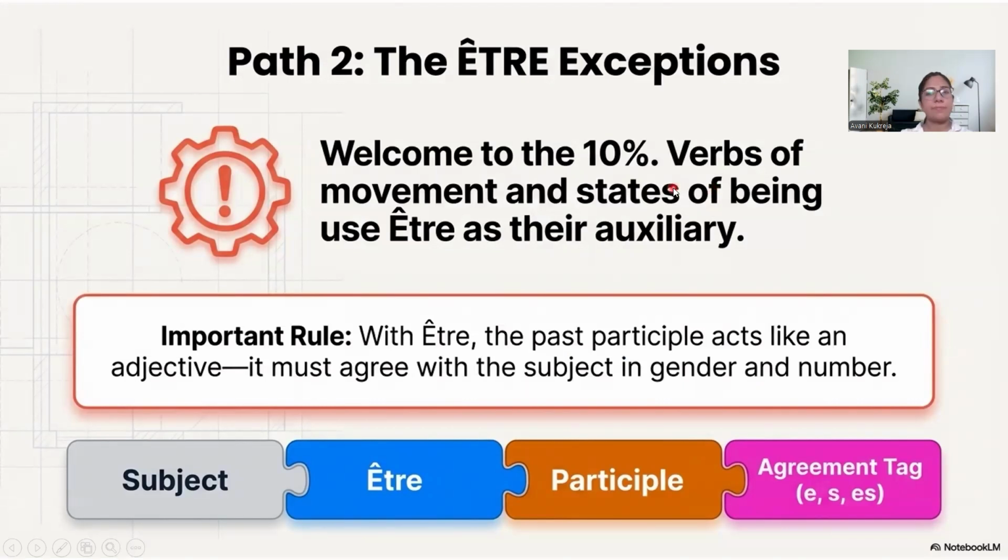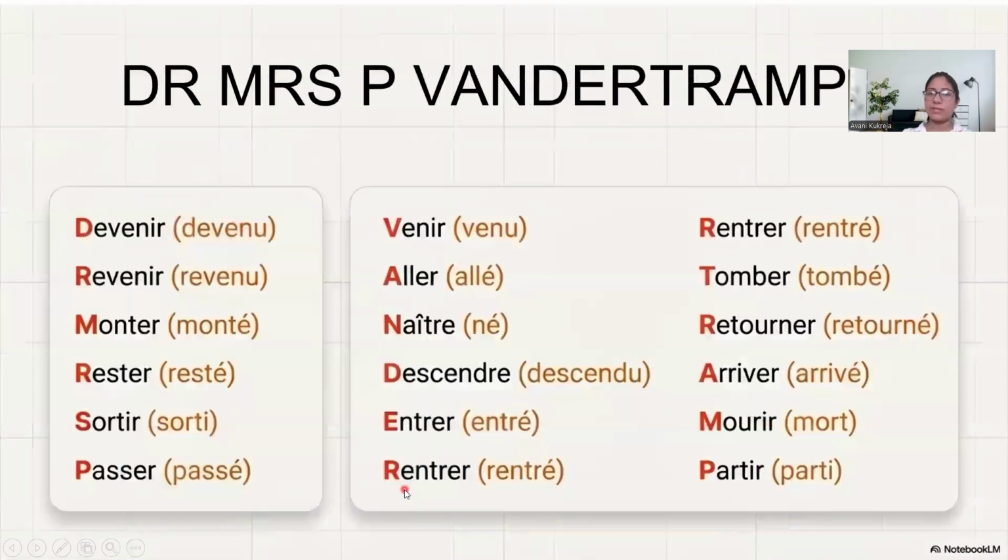In Passé Composé, there are only about 10% of verbs which are conjugated with verb être. Now instead of avoir, the auxiliary verb will be être. These are the only verbs which are categorized as être verbs. A way to remember this is Dr. Mrs. P. Vandertramp. This is a small mnemonic through which you can remember which verbs fall under the être category. These broadly cover most of the verbs conjugated with être. There are a few more which we will learn later.